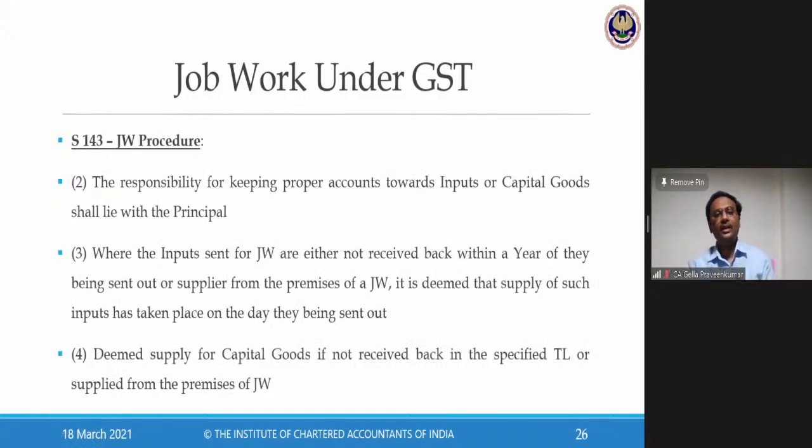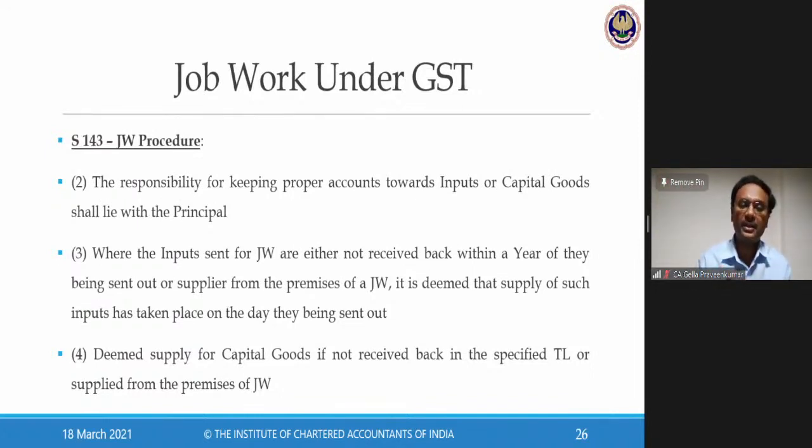Okay. Deemed supply of capital goods if not received back within the time limit. This is what we have to understand. If the goods have not come back within 1 year, if the goods have not come back within 3 years, a question comes here. Always, we have this sound in our mind: so what if it will come after 1 year? So what if it comes within 3 years? Say after 3 years and 15 days, the goods have come back.